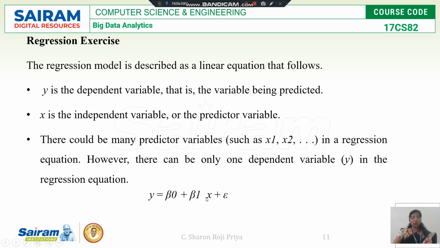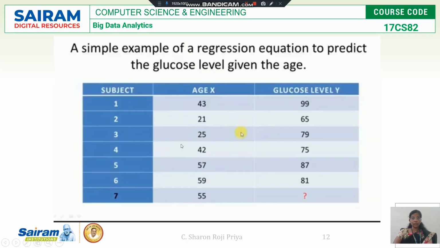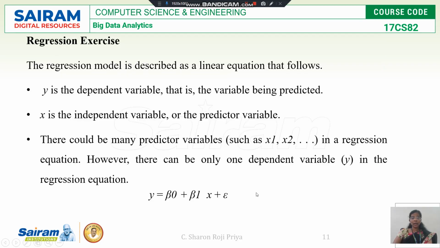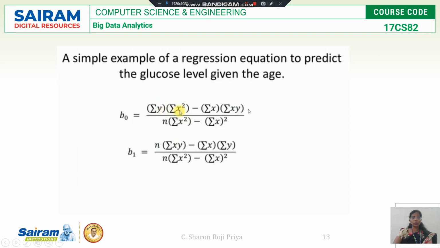And if I want to predict the relationship between this x and y, then only I can substitute the value of x as 55 and get the corresponding glucose level. So I should know what the beta naught value and the beta 1 value are. So I have some formulas, use these formulas and find the value of beta naught or b naught, beta 1 or b1.